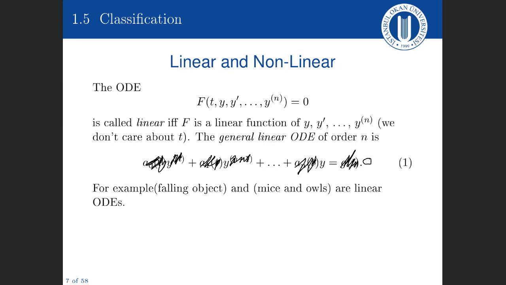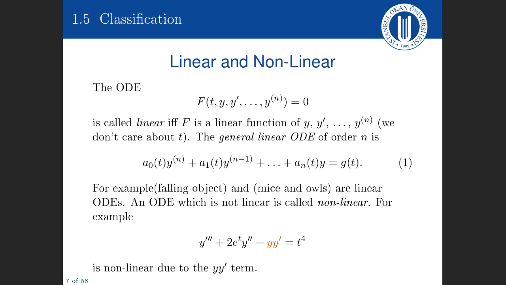If we have something more complicated after we've crossed out the functions of t and the derivatives, then our equation is not linear. Here's an example of a non-linear equation. Y triple prime plus e to the power t y double prime plus y prime is equal to t to the power 4.